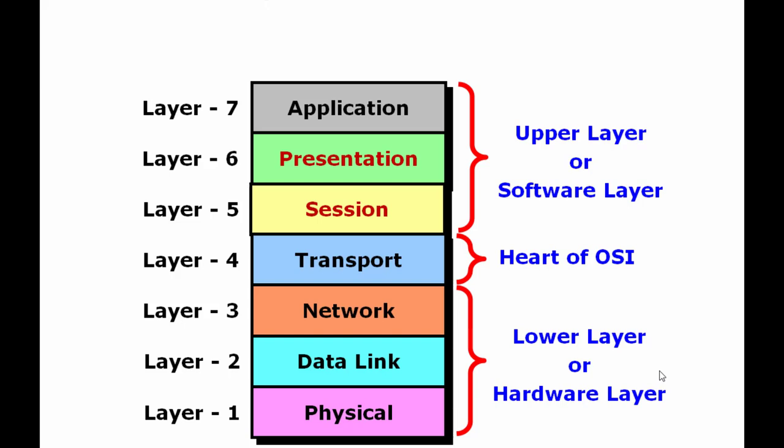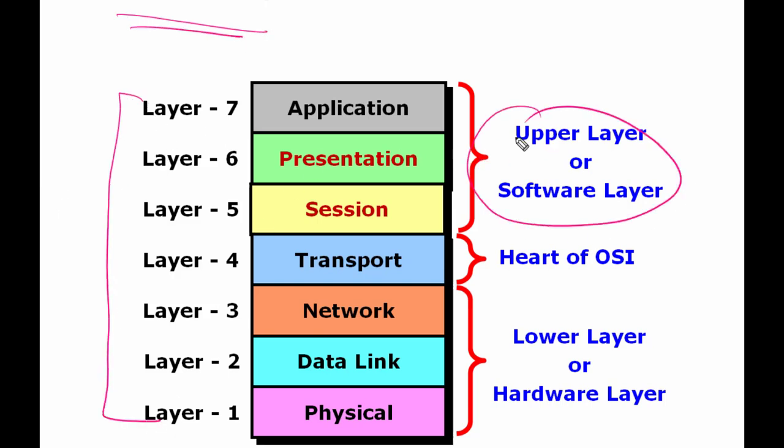Hello everyone. In our last video, we discussed the OSI model layers, the 7-layer approach: which layer works as an upper layer or software layer, which layer works as a hardware layer, and where the transport layer works. But actually, how do these layers work?